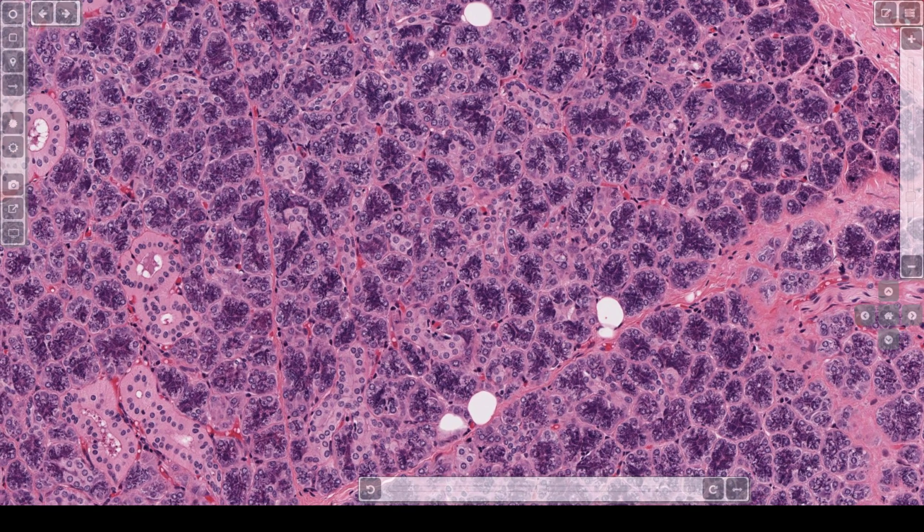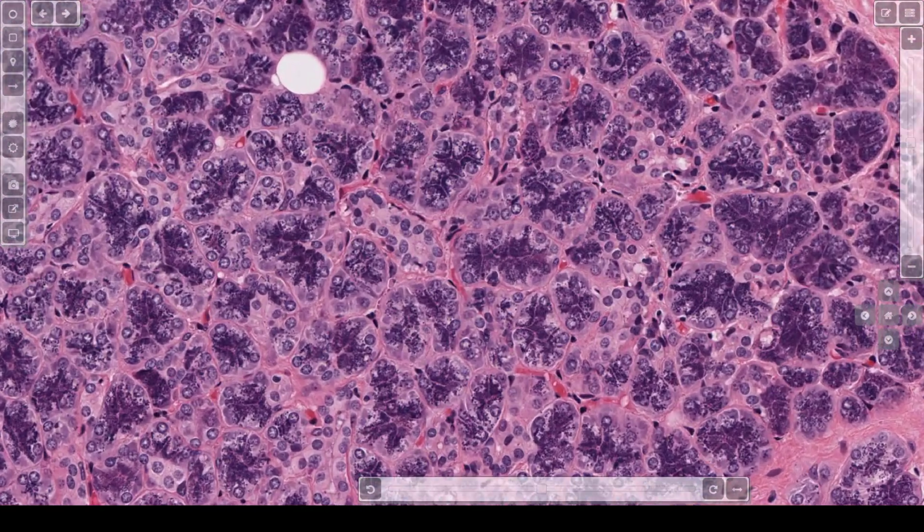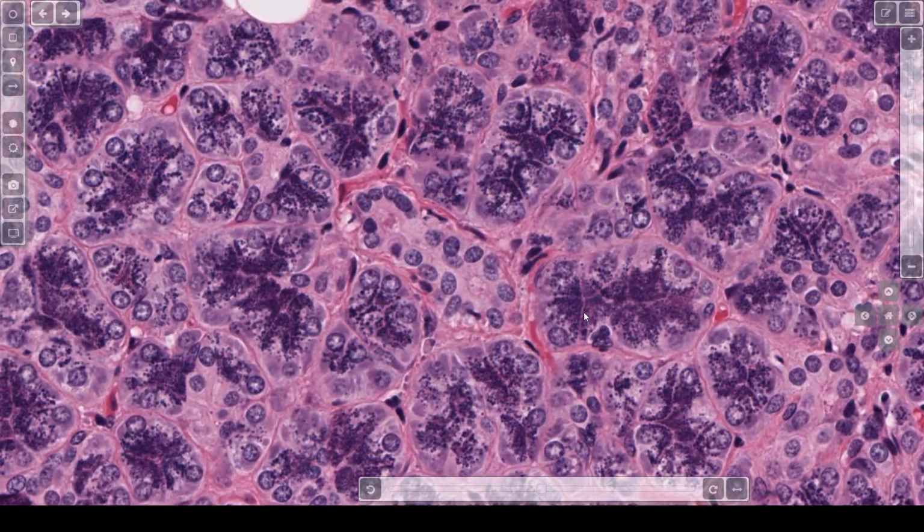At this power, you can see multiple intercalated ducts. There's one down here, there's another one right here, there's another one right here, and there's another one right here. Let's take a closer look at this one. At this power, you can see the intercalated duct is composed of cuboidal epithelium.